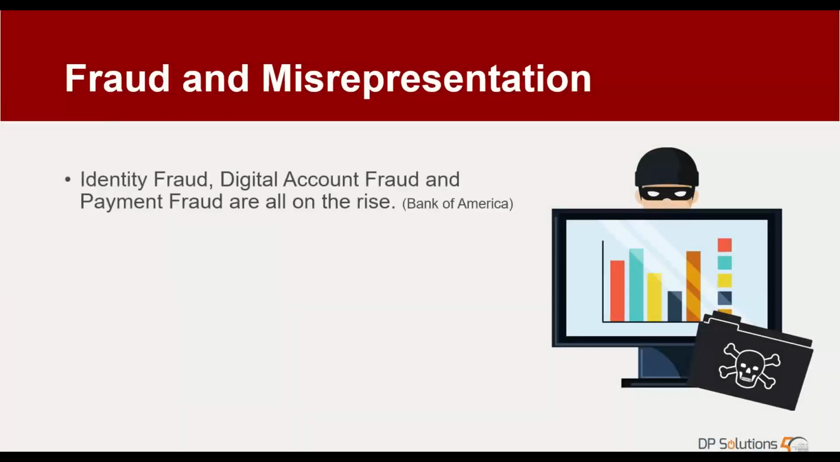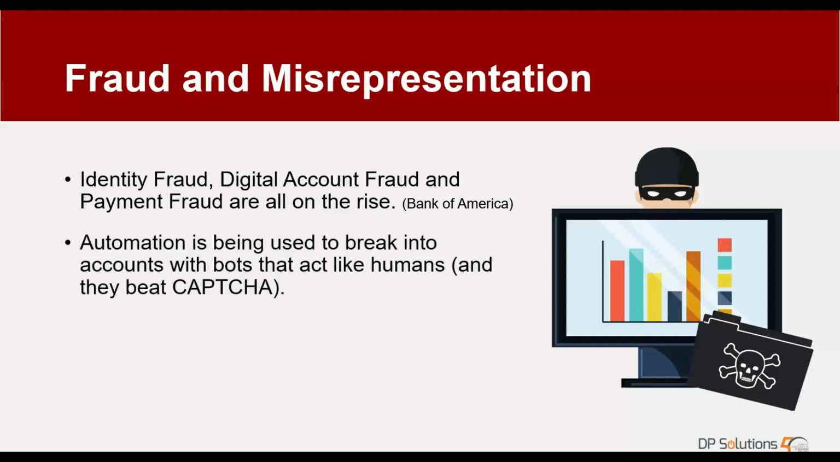Fraud and misrepresentation. So identity fraud, digital account fraud, and payment fraud are all on the rise, according to Bank of America. And they would know, because they're the ones who have to protect this stuff. Especially with a credit card, if there are unauthorized charges, a lot of times the companies have to eat them. And so they're tracking this stuff very carefully. And I think you're going to see even more action on this stuff.